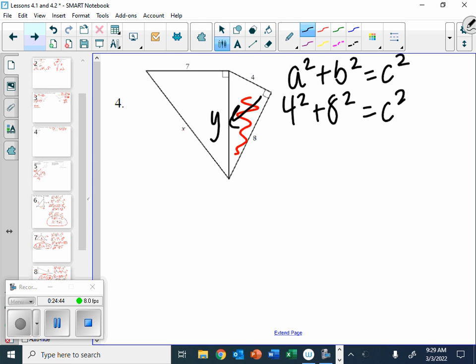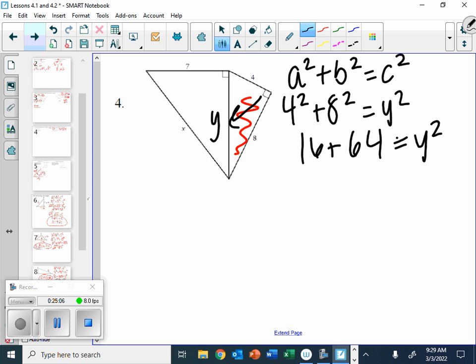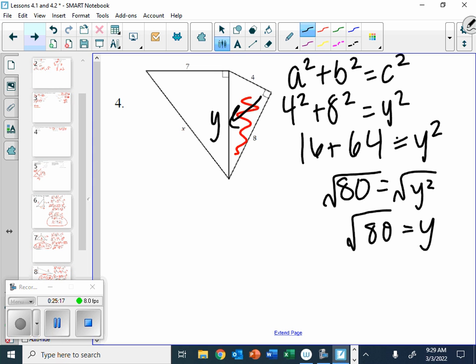Alright, don't get too far ahead of me here, and I'll show you why in just a second. Okay, 4 squared is 16 plus 8 squared, 64. What is 16 plus 64? What is it? 80. Okay. And then when I square root both sides, for now, I'm leaving it a square root of 80. And you will see why in just a second. Don't simplify that. Okay? If you do, it's not a big deal. But leave it as that for now.